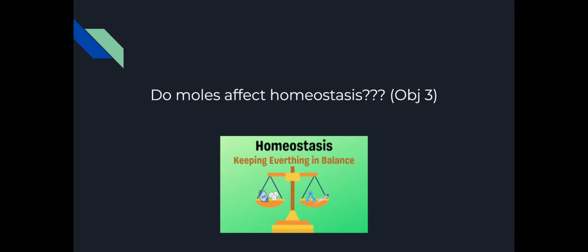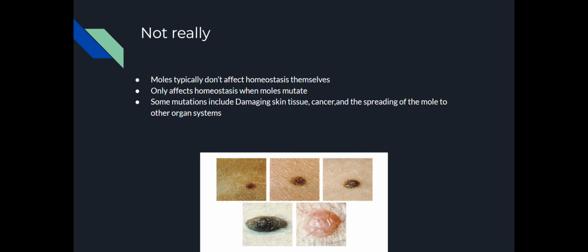Finally, for our third objective, we have: do moles affect homeostasis? To put it very shortly, they don't really. Moles are just very small spots on the skin where melanocytes cluster together, and they don't really affect homeostasis too much. However, mutations to those moles can cause damaged skin tissue, cancer, and the spreading of the mole to other organ systems. As you can tell, that is very bad.